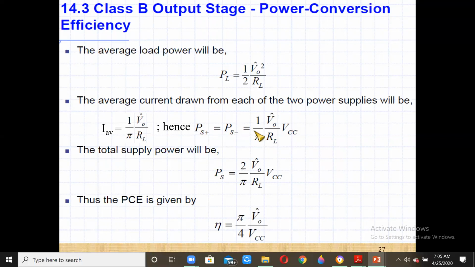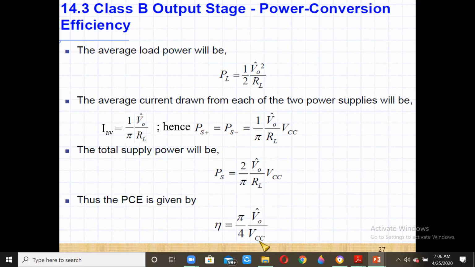So total power PS will be PS plus plus PS minus. Together we add these, and you get twice this value. So the total power supply will be this much. Thus, the power conversion efficiency eta is equal to PL by PS into 100, and this divided by this will give us pi by 4 into V naught by VCC.